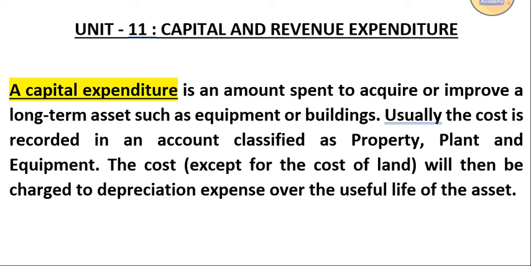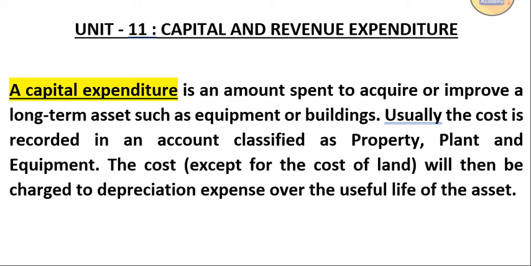Hello friends. So in this video we are going to do unit 11, that is called capital and revenue expenditure, and this is unit 11 of AFB, means accounting and finance for bankers. So in this chapter we are going to study capital and revenue expenditure and what is the difference between them, how to distinguish between them, how to find out which type of expenditure is a capital expenditure and which is the revenue expenditure. So let us see.